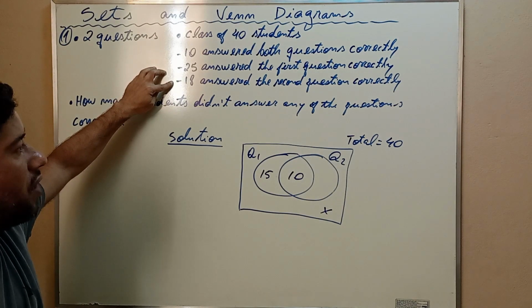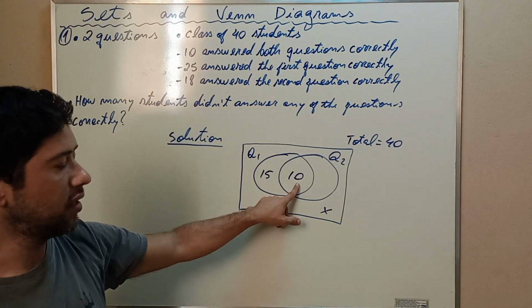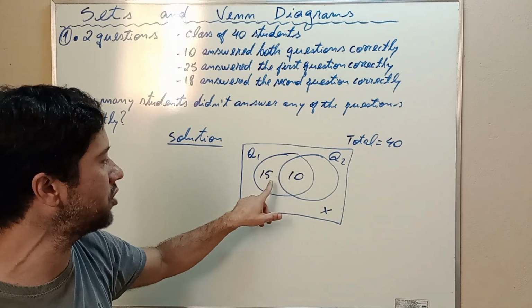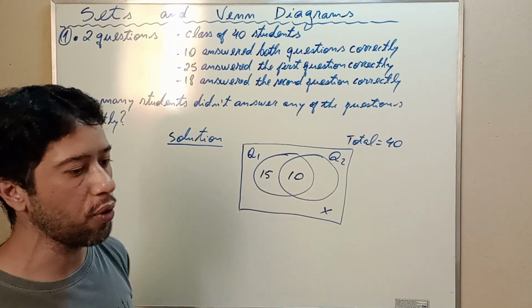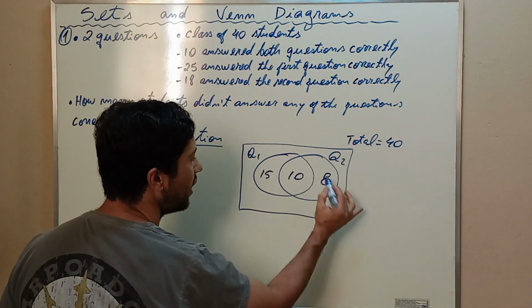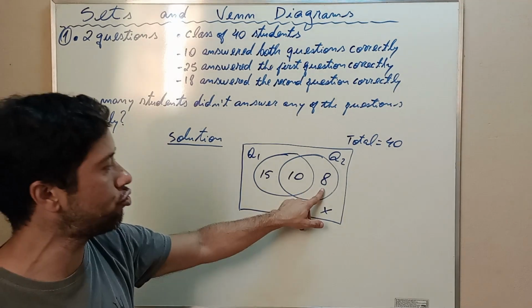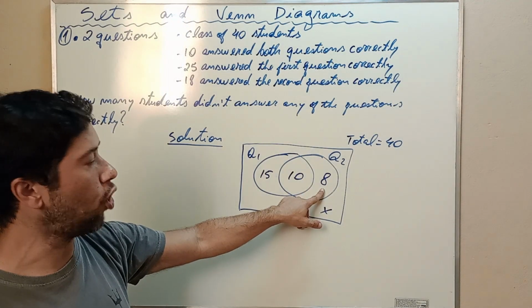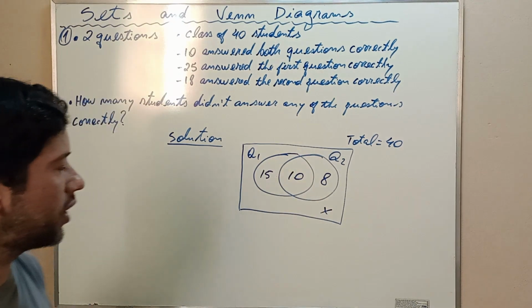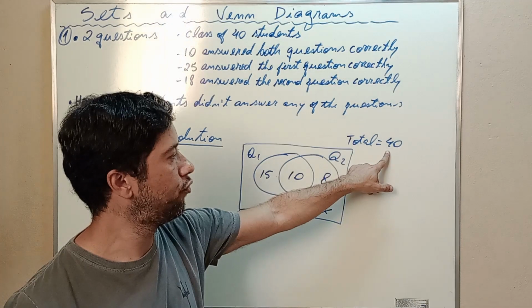Alright, are you understanding? Let's analyze this third information here. 18 answered the second question correctly. We already have 10, that represents students that answered both question 1 and question 2 correctly. But we need to complete 18, we need 8. And what does 8 students represent? The number of students that answered only question 2 correctly. Okay, my friends? And the total number of students is 40.